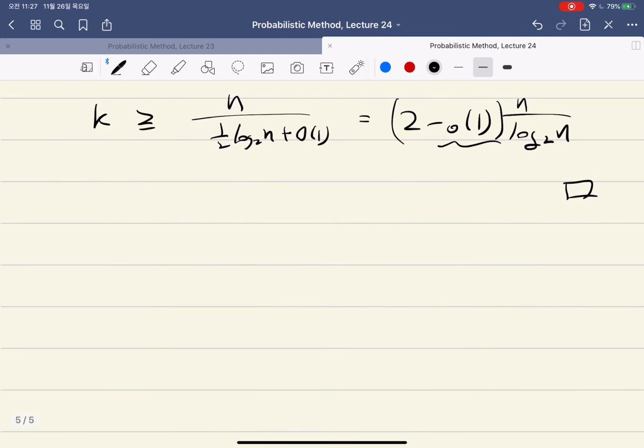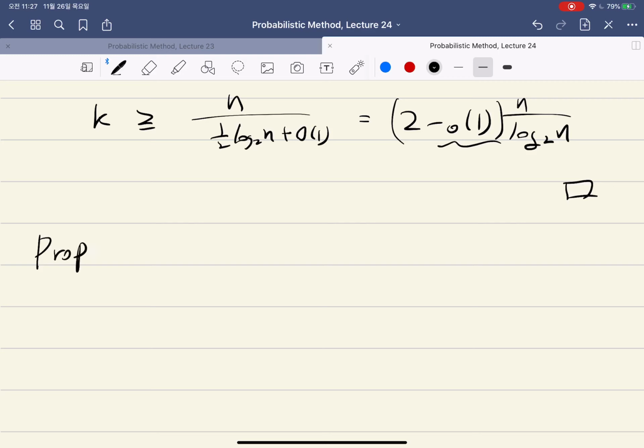So hopefully this gives you some idea on how entropy can be used in some situations. In this case, the combinatorial proof was not too complicated either. But in later cases, entropy sometimes allows you to avoid the more complicated computation.